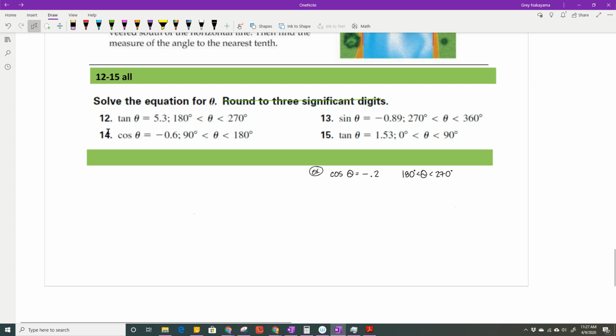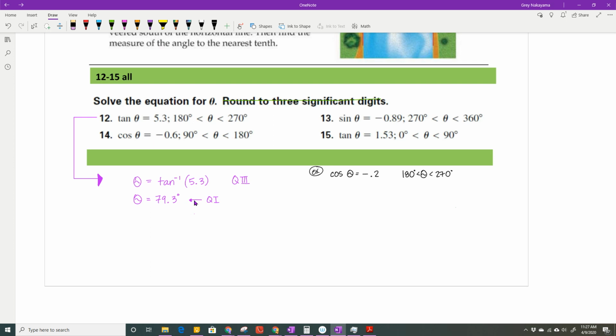Okay, so I'm going to do number 12 for you. It says tangent of theta equals 5.3, and theta is between 180 and 270 degrees. So I'm going to work down here, and I'm going to solve that for theta. So I'm going to have theta equals inverse tangent of 5.3. That is in the third quadrant because 180 to 270 is quadrant 3. So when I put that in my calculator, it gives me 79.3 degrees. So what you got to pay attention to is that they wanted the answer in the third quadrant, but clearly you all know that's not the third quadrant. That is actually the first quadrant.